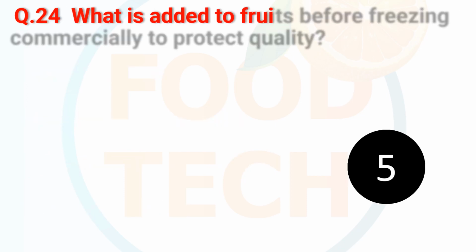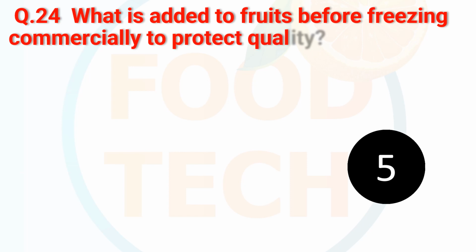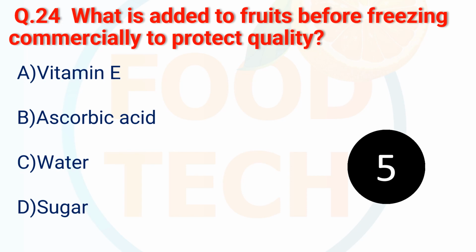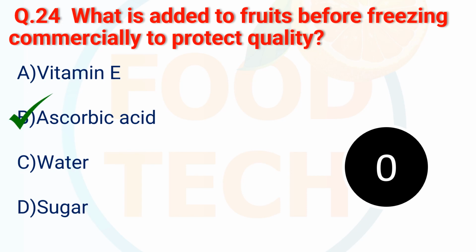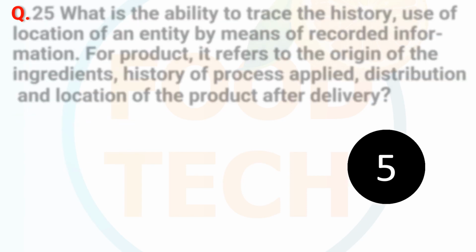Question 24. What is added to food before freezing commercially to protect quality? A. Vitamin C, B. Ascorbic acid, C. Water, D. Sugar. The answer is B. Ascorbic acid.